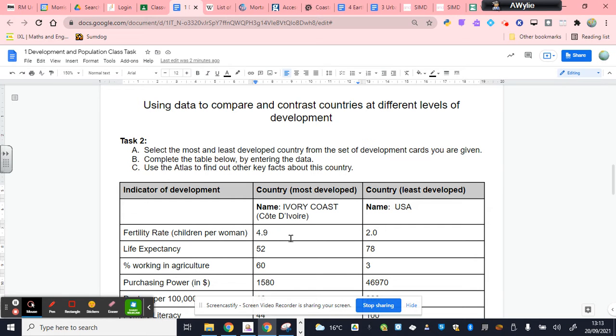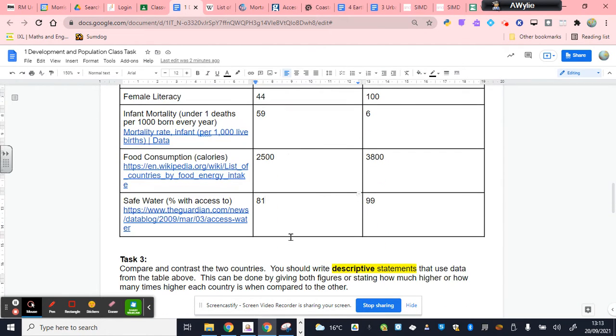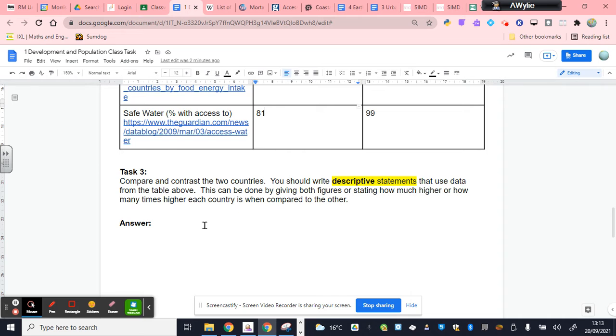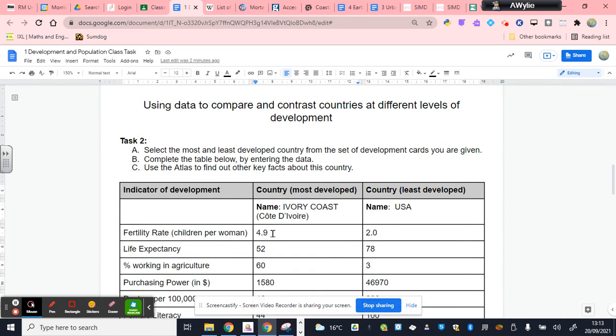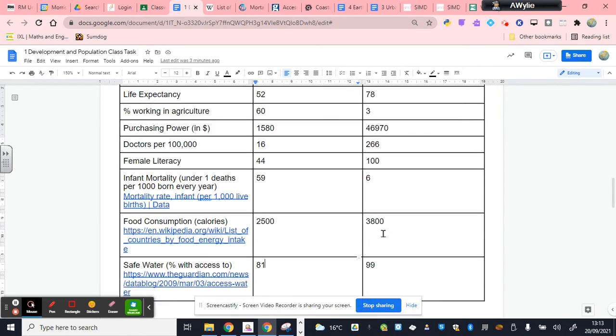So if you are first of all asked to, in this question, compare and contrast, let's just compare. So the Ivory Coast has a fertility rate of 4.9. That means an average woman in this country, the Ivory Coast, which is in the west of Africa, has 4.9 children in her life. Now that is an average, so she obviously doesn't have 0.9 of a child, the average number of children a woman has, whereas in the United States has 2 on average.